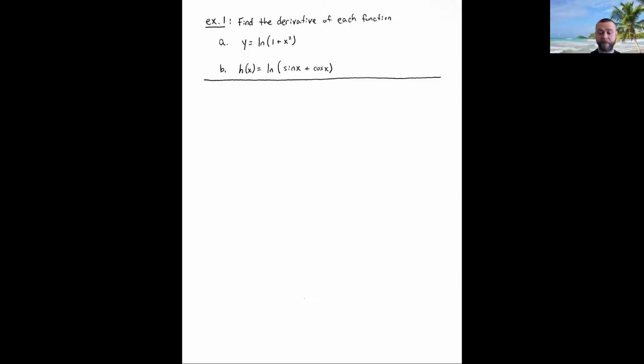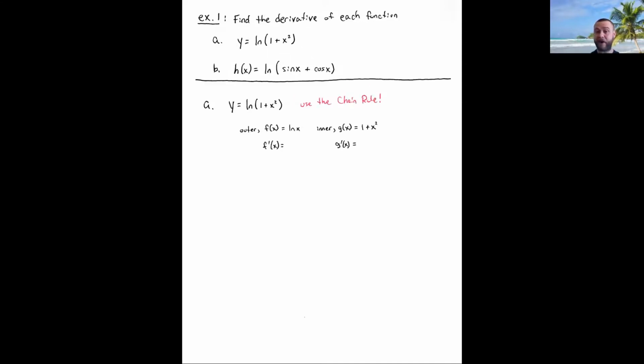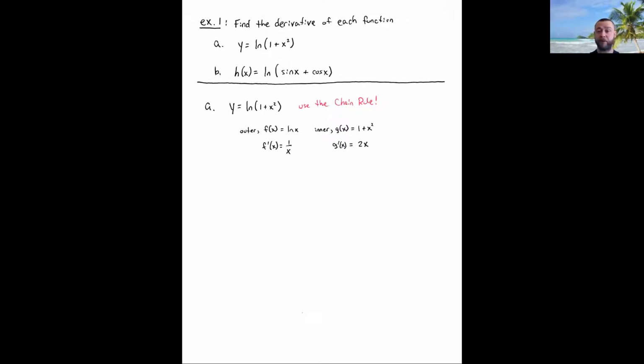All right, welcome back. So let's go through part A. Remember, we're going to use the chain rule here. We want to take our divide and conquer approach. So identify your outer and inner functions. The outer function is natural log of x, and the inner function is 1 plus x squared. Both those derivatives are rather simple. 1 over x, which is new, and the derivative of 1 plus x squared, 2x. All the work is done.